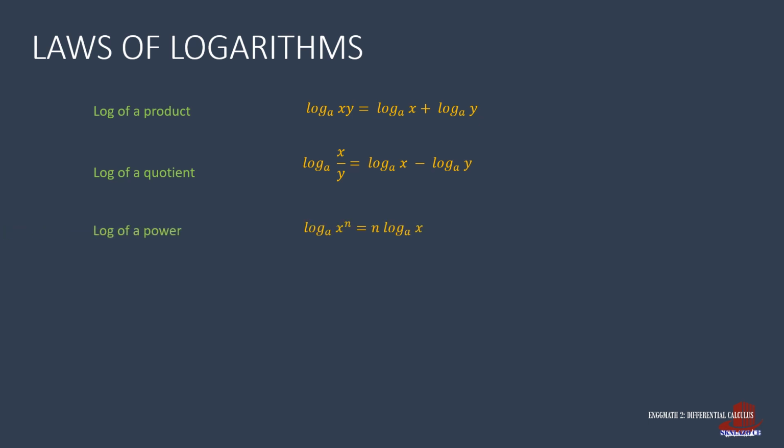The third law is called the logarithm of a power. Say we have the logarithm of x raised to n. This is taken as n times the logarithm of x. The other supporting laws are the log of a raised to x, which is still x, and a raised to logarithm of x, which is also x.